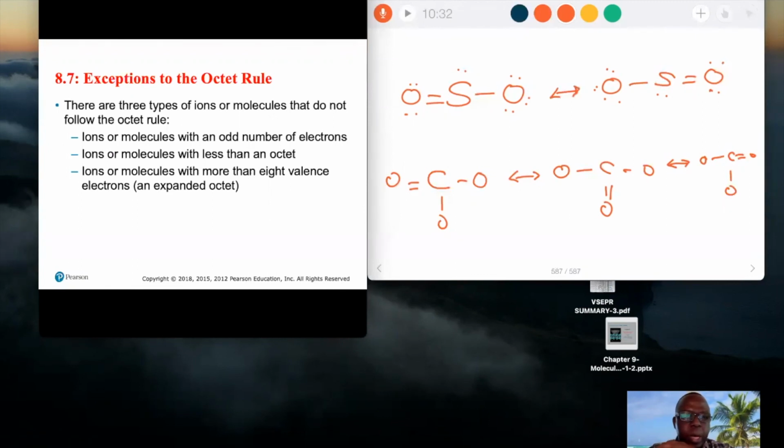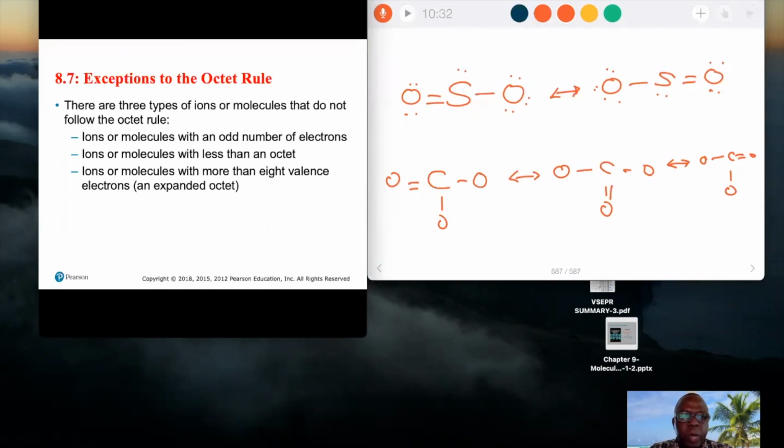This is when you are dealing with free radicals. Free radicals are ions or molecules with a single electron, an unpaired electron. When there is an odd number of electrons, that's an exception to the octet rule. There is no way you can satisfy the octet rule when you have an odd number of electrons.